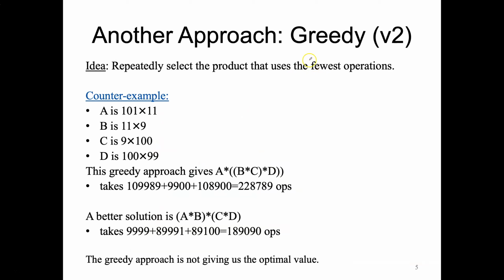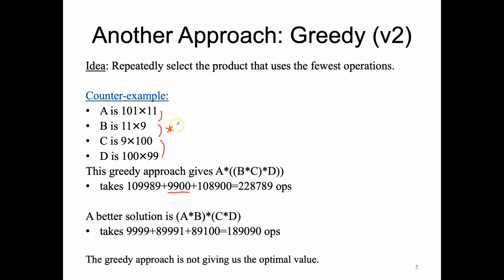So we'll try again. Instead, we're going to pick, of all the choices we could make, which two consecutive matrices to multiply together next. We're going to pick the one that uses the least number of operations. So we'll calculate for each one of these how many operations it would take to multiply these two matrices together, and pick the one that uses the least. And in this case it would be B times C. This uses 9,000 some operations.